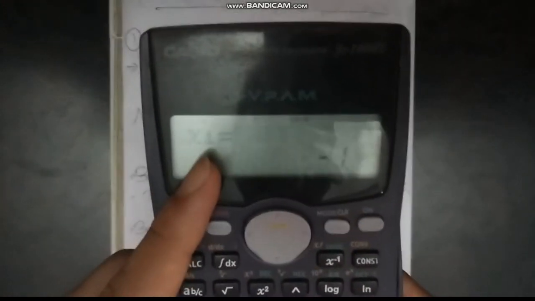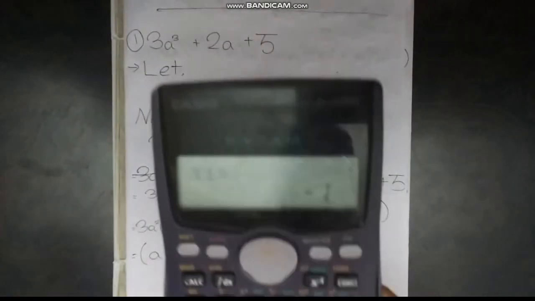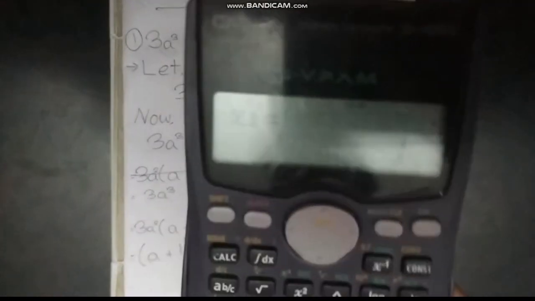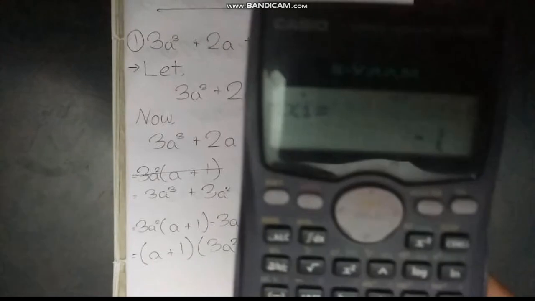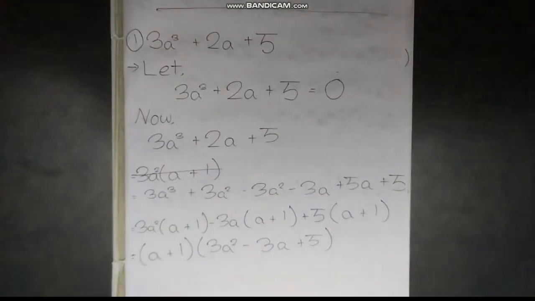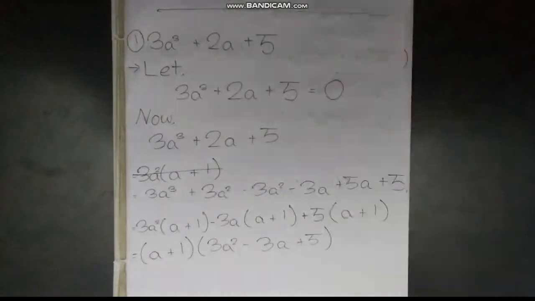We get the value of x1, that is the first value of a, is equal to -1. That is, if a is equal to -1, then the factor will be a plus 1, according to the remainder theorem or the factor theorem. This is how you can get the value of the power degree 3.